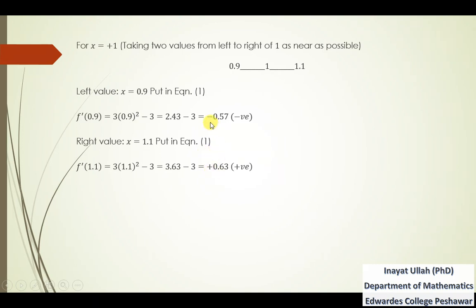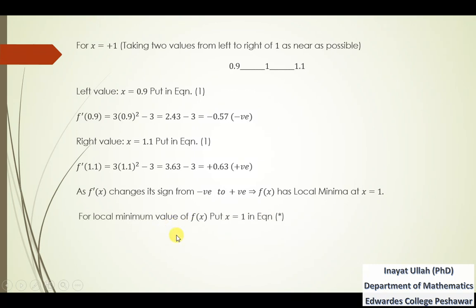So we see here that f prime changes its sign from negative to positive. So it means that since f prime changes its sign from negative to positive, f of x has local minima at x equal to 1. So at x equal to 1, the function has a local minimum value. So what is that local minimum value?